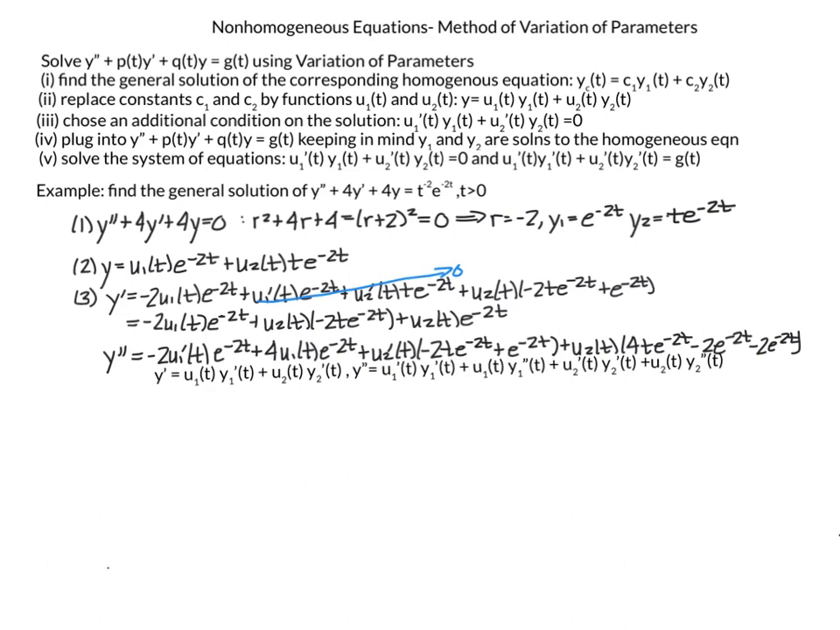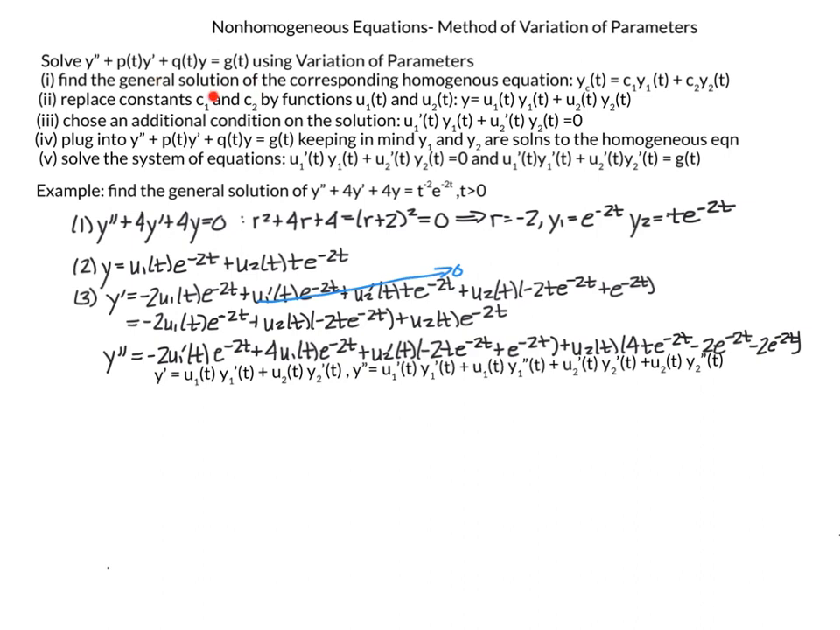Step 1, find the general solution of the corresponding homogeneous equation. So here's my differential equation. I have the characteristic equation which gives me r equal to minus 2. When you have a single root, then y1 is equal to e to the minus rt, and y2 is equal to t e to the minus rt.